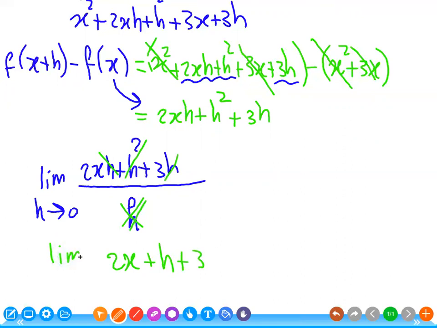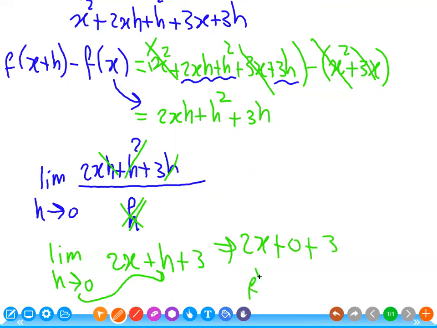Then finally you evaluate the limit now. We have h approaches to 0, so we replace each h we have with 0. Then you will have 2x plus 0 plus 3. Then finally the derivative is 2x plus 3. Now, this is everything about differentiating by using the definition.